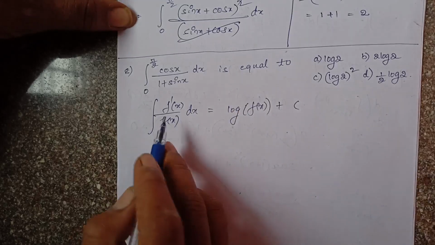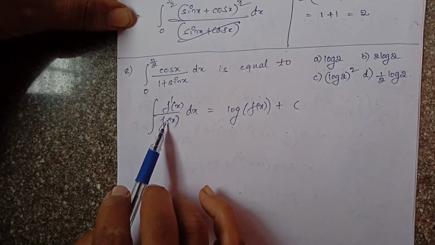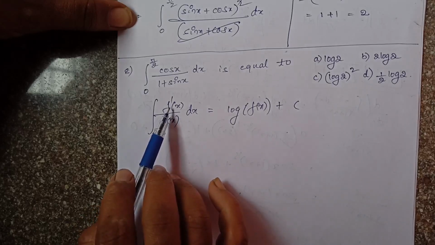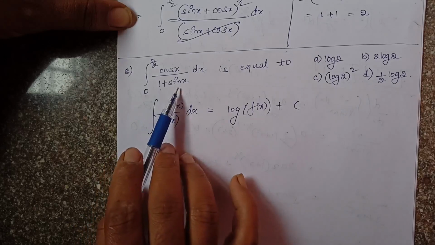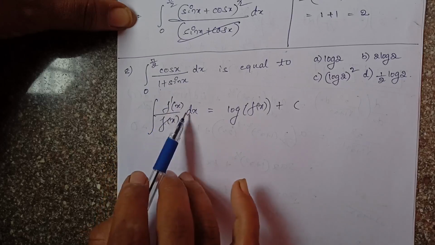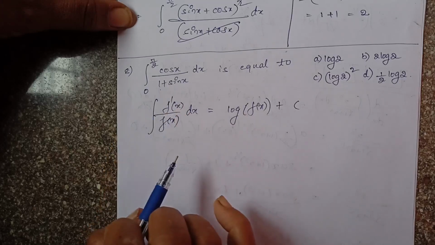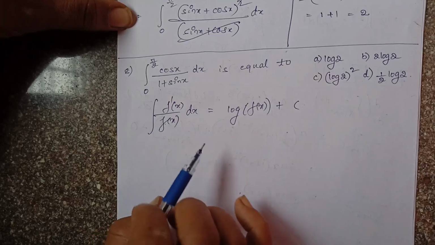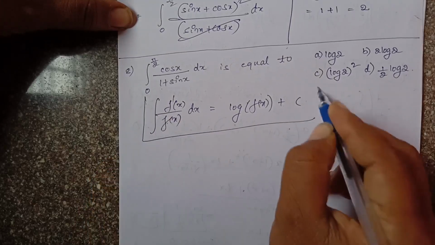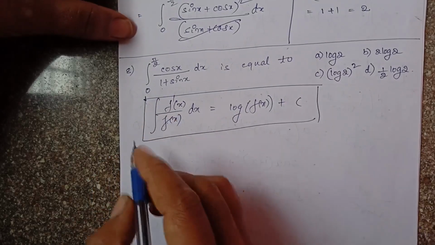How is this? See, the denominator is a function. If you differentiate it, it gives us the numerator. Means if you substitute t is equal to the denominator 1 plus sin x, its differentiation will be cos x. It is like 1 by t into dt. 1 by t into dt is log t. In place of t, the denominator comes. So this is a trick we can remember. Okay, fine. It is of the same kind.